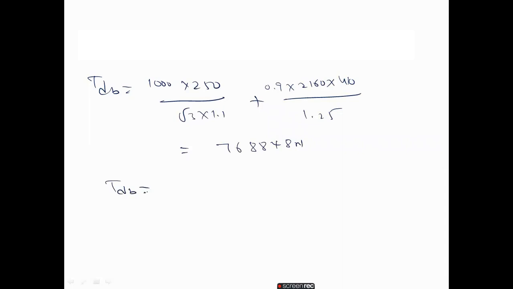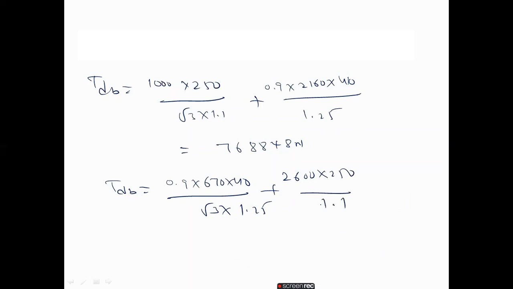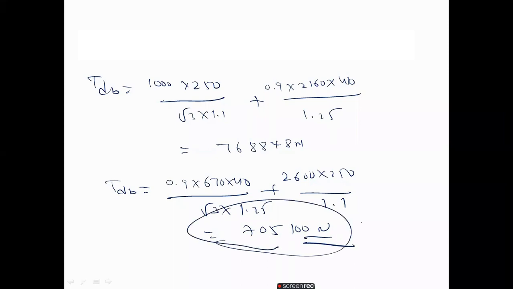Same like the TDB equal to 0.9 into 670 into 410 by square root of 3 into 1.25, plus 2600 into 250 by 1.1. You will get the answer 70500 newtons. So this one is the 70500. This is the least one. It is greater than our load 5000 kilonewtons.